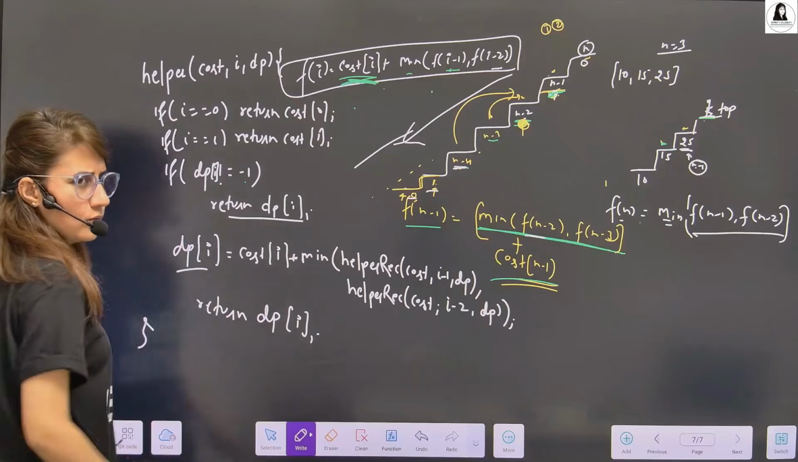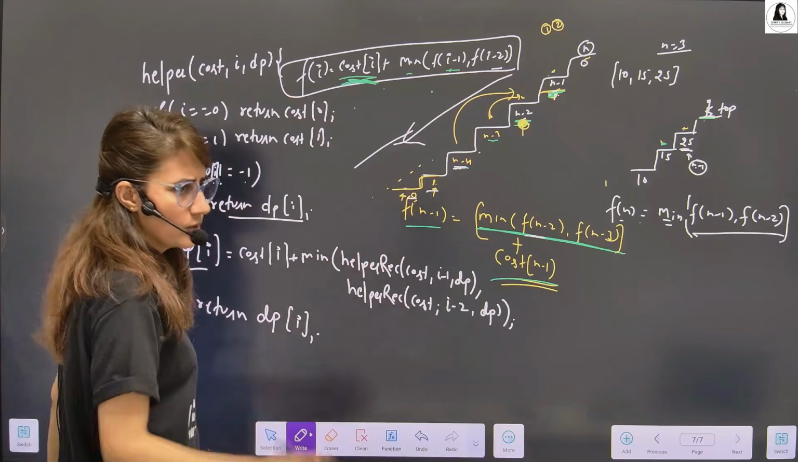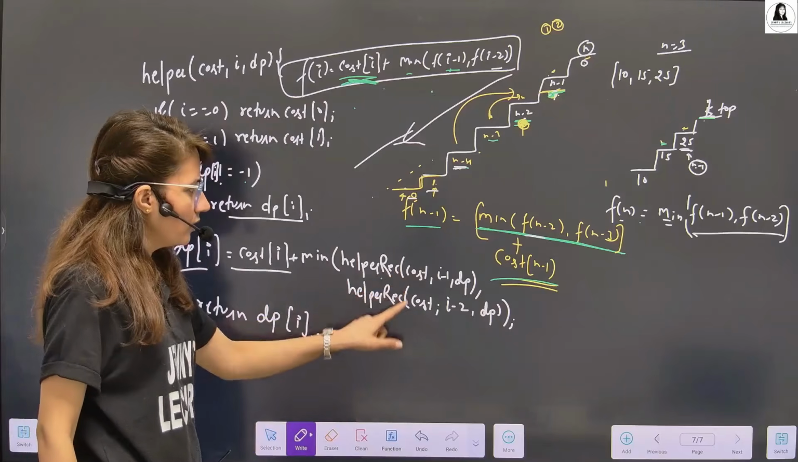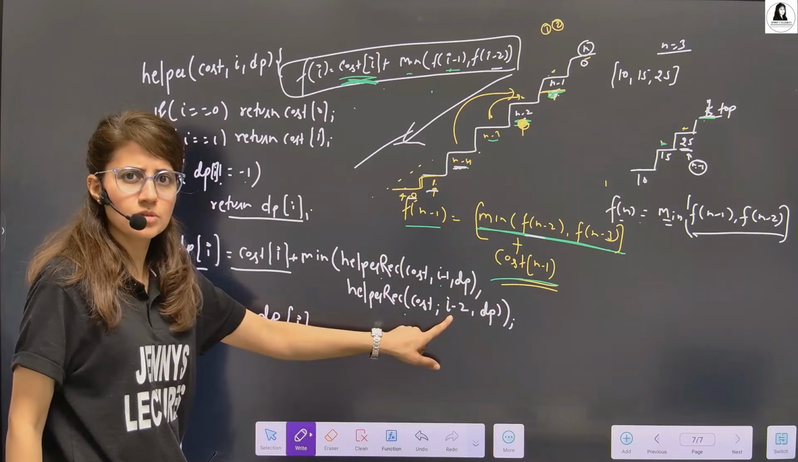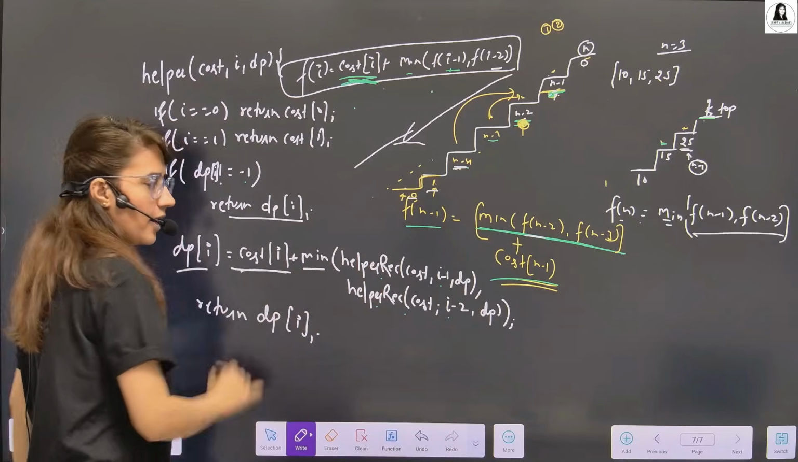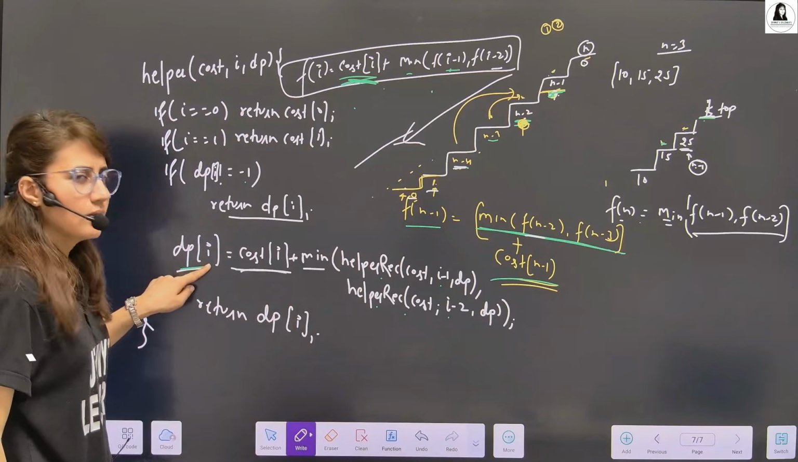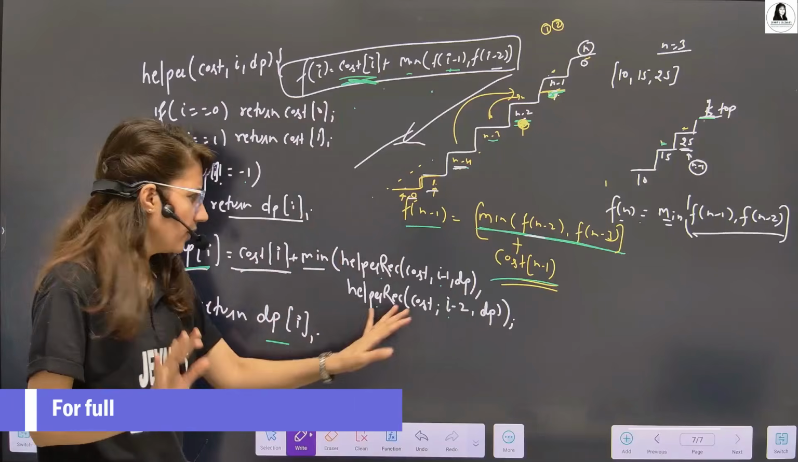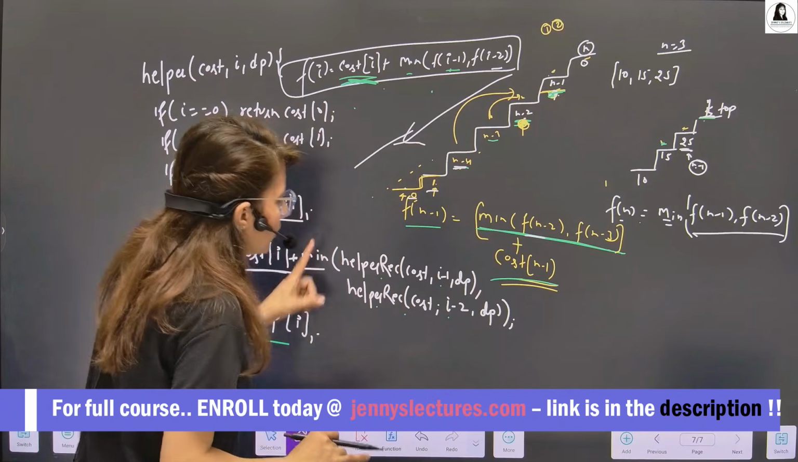So I haven't written here on the board int a is equal to this, b is equal to this, because ultimately this was the same, cost i is the same. So whatever the helper methods return for i-1 and i-2, we take the minimum from those, add cost of i, store that into the DP array and return that. You can also write it in one line, that's fine.